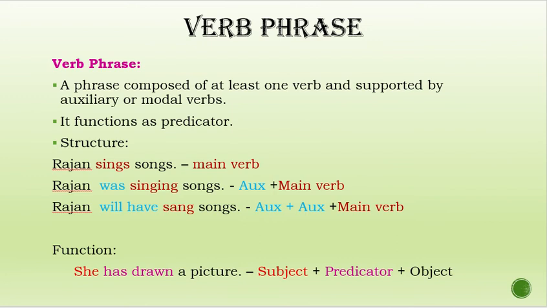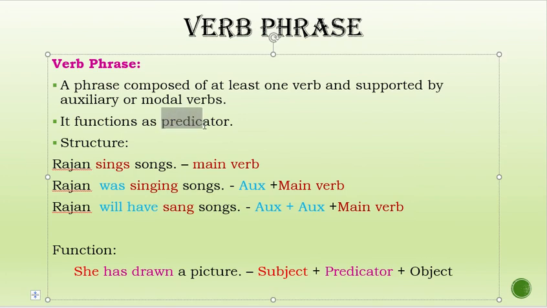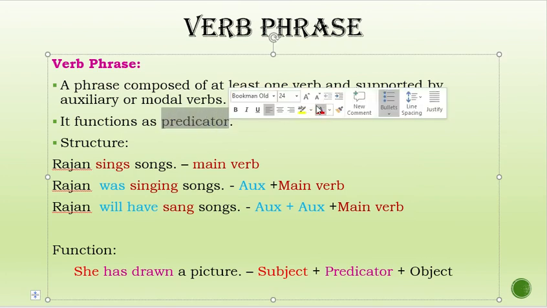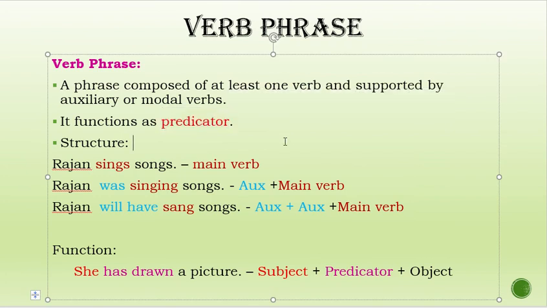So it works as a predicator also. Verb phrase functions as a predicator. You should keep in mind, this is very important. What does it do? It works as a predicator. What is the structure here?